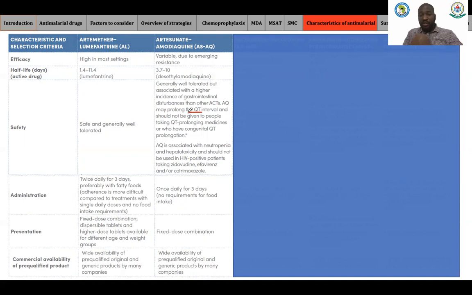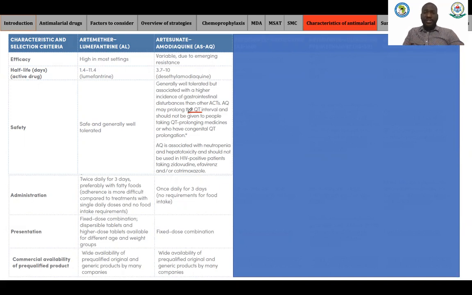So this is something you need to take into account, especially when you're designing an intervention in places where drugs like efavirenz or zidovudine, or cotrimoxazole, which are for HIV patients, are given. So whether or not you're going to eliminate this population or give them a different medication, that's important. But this one is given once daily for 3 days, and there's no requirement of food, which is better than lumefantrine logistically, if you think about it.